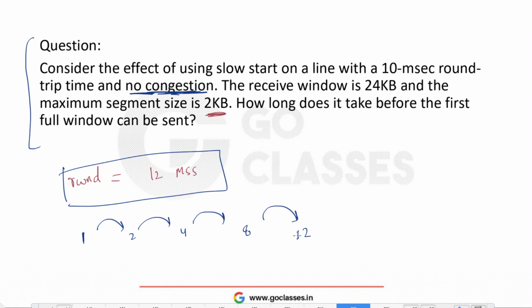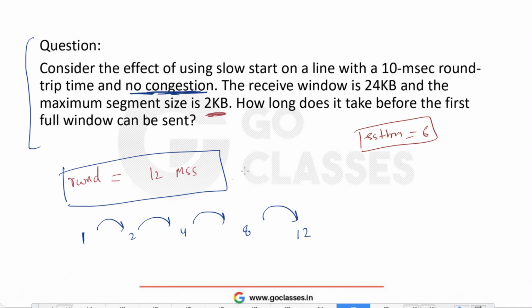First of all, you should not assume any initial threshold, which means you should not say the threshold is half of something, half of the receiver window. You should not assume this threshold to be 6. This is wrong, and it is actually a misconception of many students. Many students think, let me just assume the initial threshold.